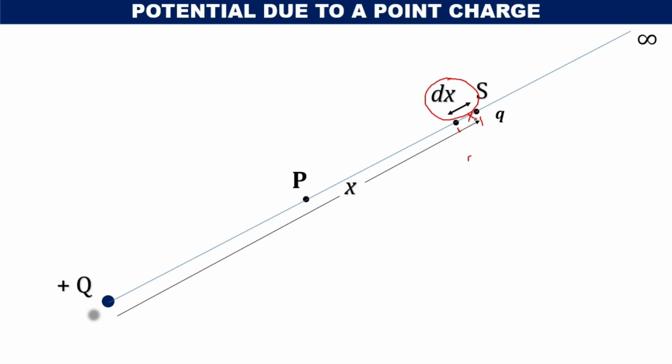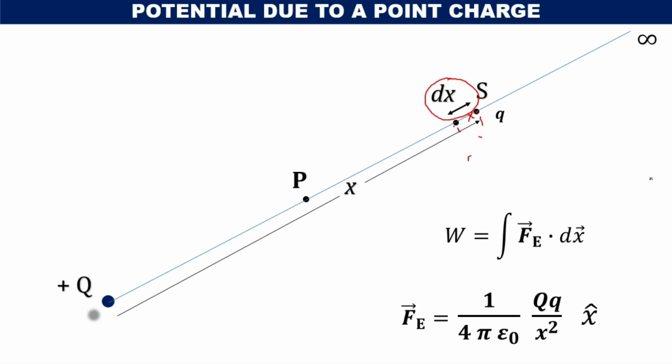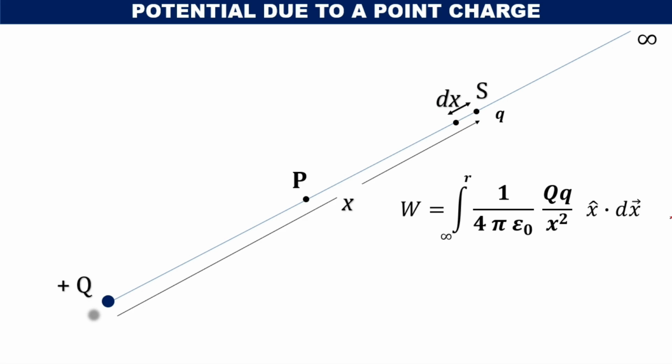So that there is not much variation in the value of the electrostatic force between these two points. Then, in order to find out the work done, electrostatic force will be given by 1 by 4 pi epsilon naught, capital Q into small q divided by x square into x cap. Substituting the value of Fe, we will get this equation.